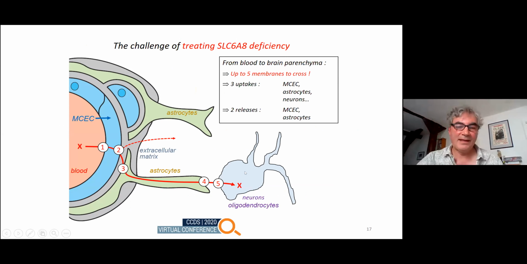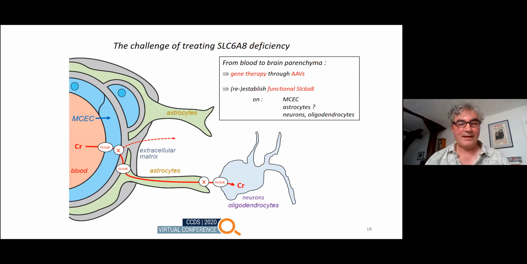So now I turn to the second part of my talk, with the challenge of treating SLC6A8 deficiency. I also showed this slide last year to remind you that for a molecule to enter the brain parenchyma, it has to cross at least 5 membranes, with 3 uptake mechanisms and 2 release. So it's quite difficult to make a molecule enter the brain. What we have chosen to try to treat the SLC6A8 deficiency in our rat is to use adeno-associated virus technology to try to reestablish a functional transporter, maybe at the blood-brain barrier and within the brain parenchyma.